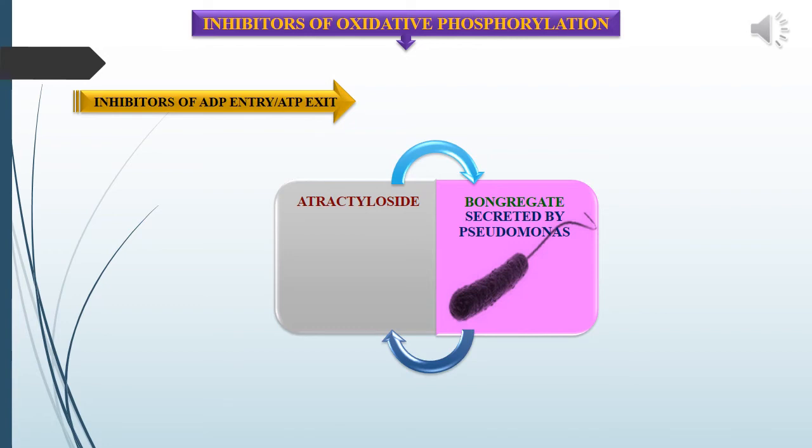Let's see about inhibitors of ADP entry and ATP exit. There are two compounds that inhibit ADP entry for phosphorylation or ATP exit. They are atractyloside and bongkrekic acid, which is secreted by Pseudomonas. So these two compounds inhibit ADP entry or ATP exit, thereby blocking the oxidative phosphorylation process.